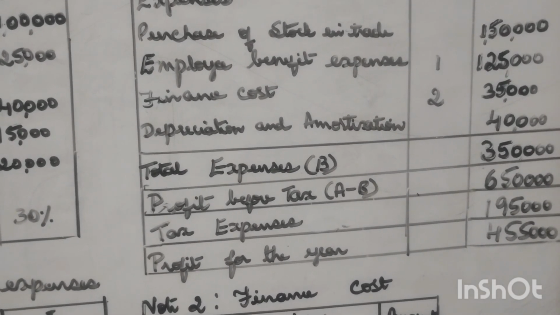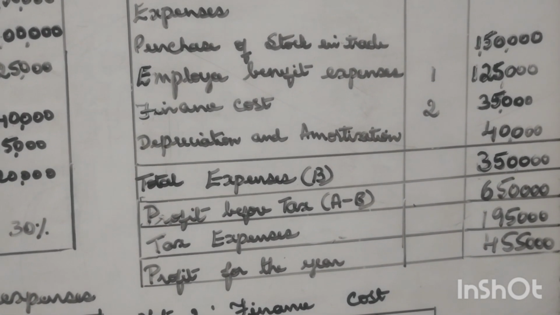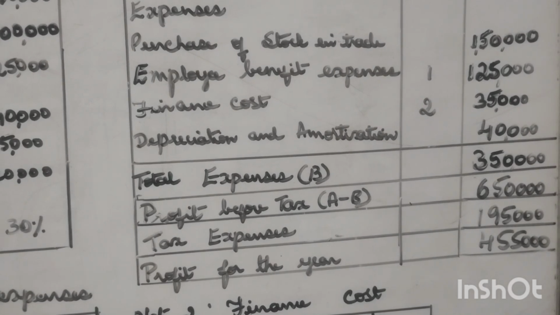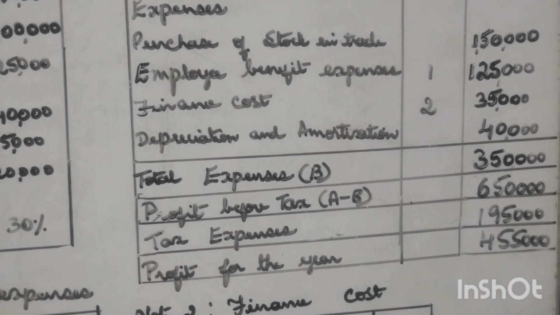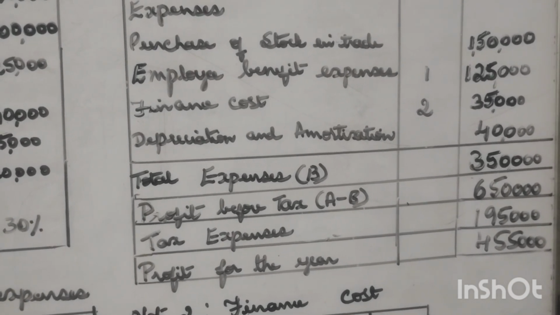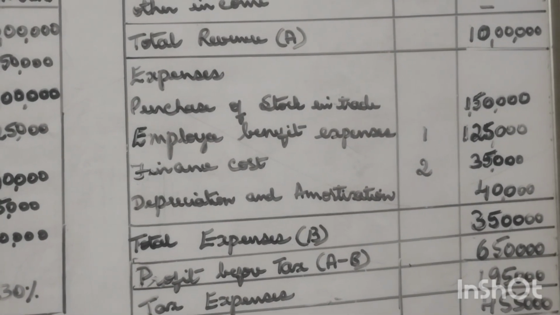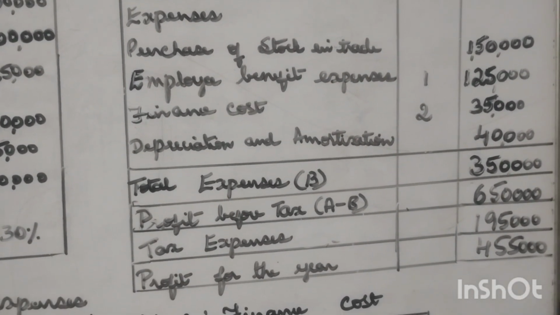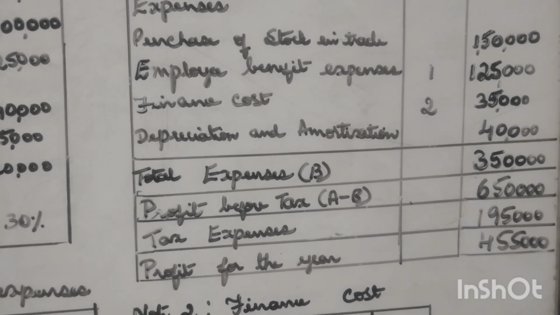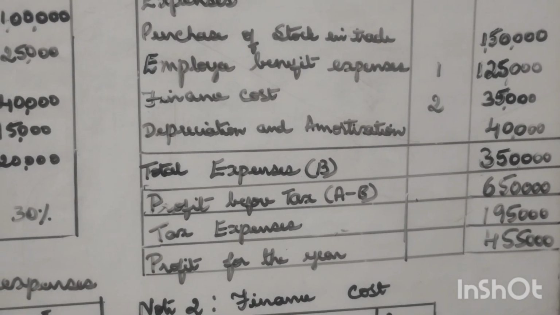So total expense, that is B. All the expenses have to be totaled: purchase of stock in trade, employee benefit expense, finance cost, depreciation and amortization expenses. The total expense, considered as B, will be 3,50,000. Profit before tax will be A minus B: revenue from operations minus total expense. So that is 6,50,000.